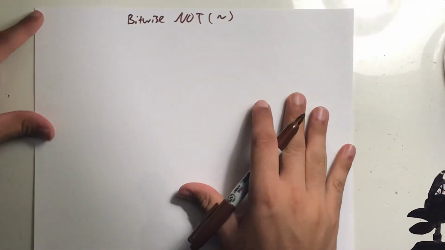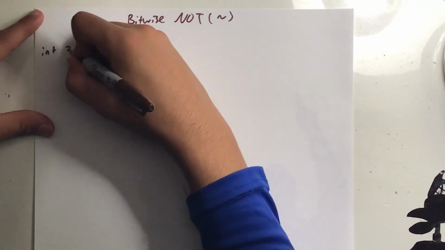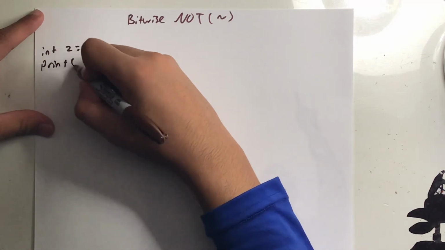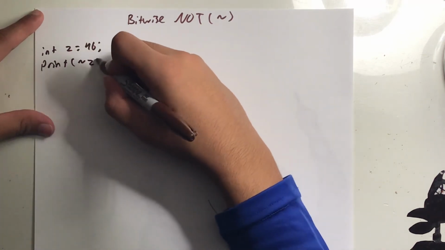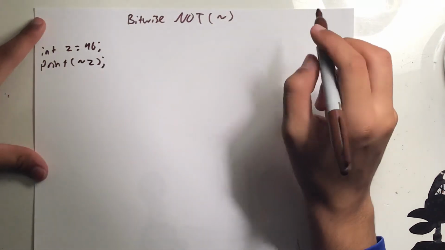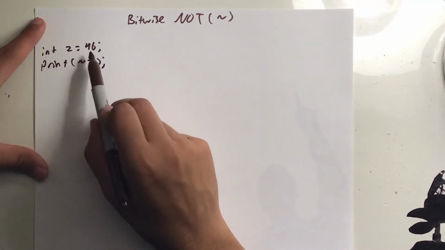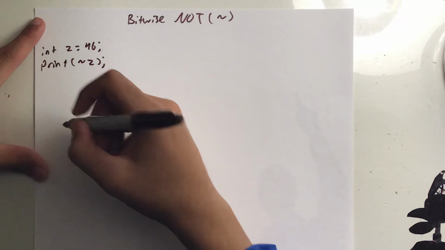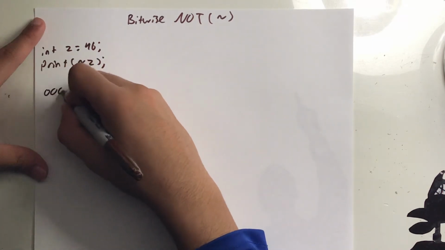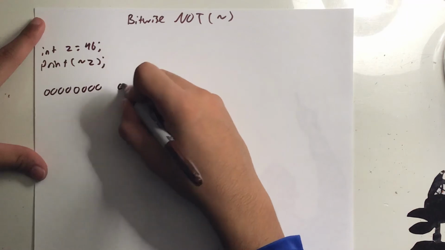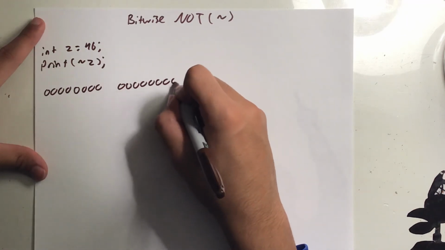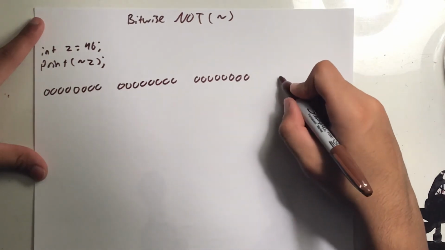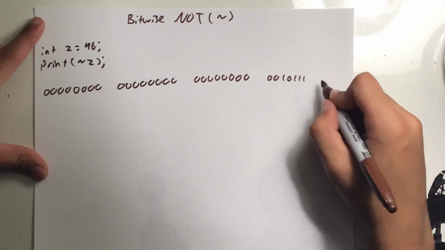So let's say we had int z equals 46. Then we're going to print bitwise NOT z. How do you do it? Well, again, first I'm going to convert int 46 into binary. Remember, int has 32 bits, so we have 8 zeros, 8 zeros, 8 zeros, and then 0, 0, 1, 0, 1, 1, 1, 0.